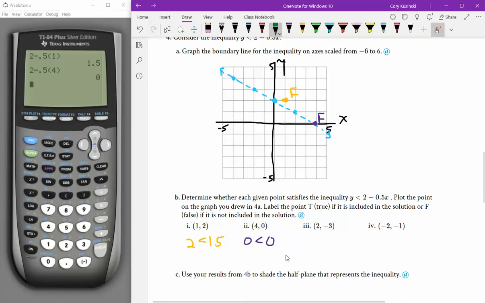2, -3. All right, so we'll put -3 in for y and 2 in for x, so 2 minus 0.5 times 2, and that gives us 1. Is -3 less than 1? Let's plot it: 1, 2, 1, 2, 3. It's right there. That is a true statement. Okay, so we'll mark it with a T for true.